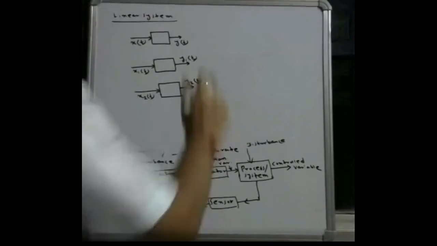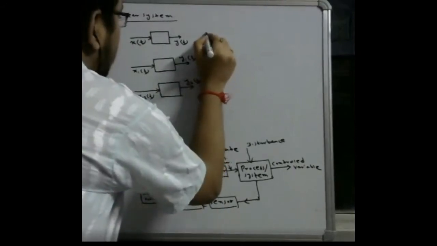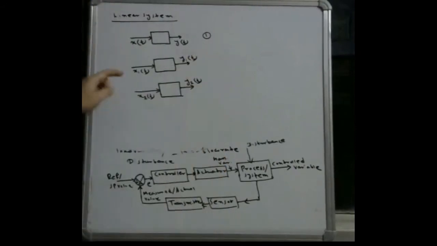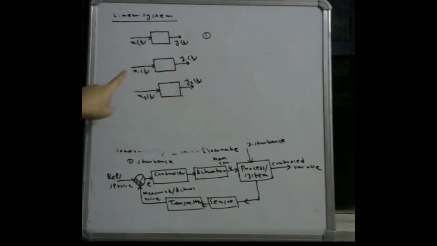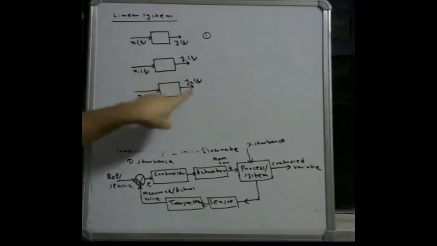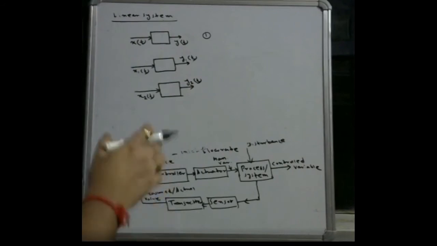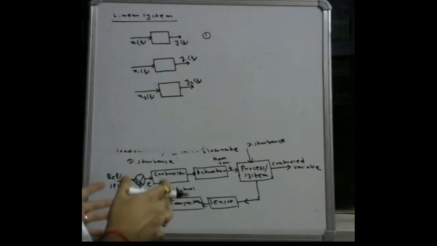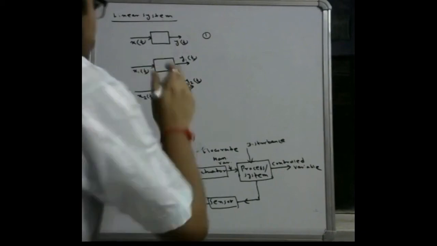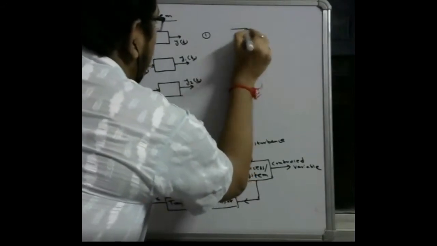Now, first condition. If y1(t) is the output corresponding to x1(t), and y2(t) is the output corresponding to x2(t), then if we apply the two inputs at a time simultaneously to the same process, we have this type of output.